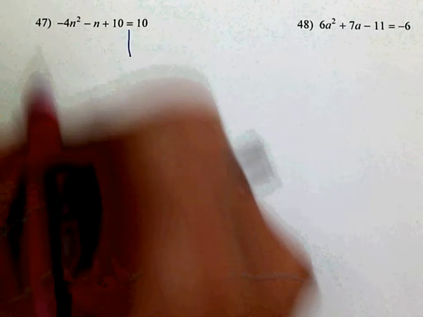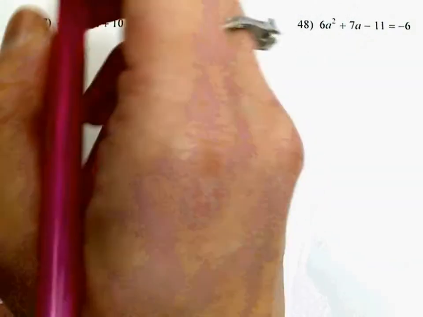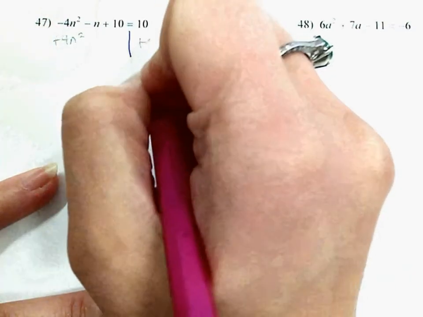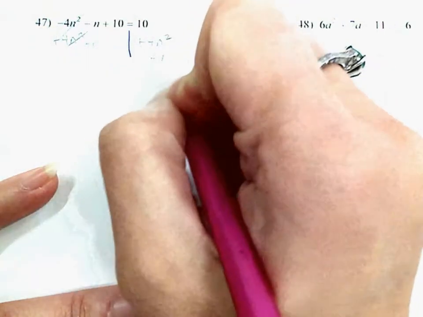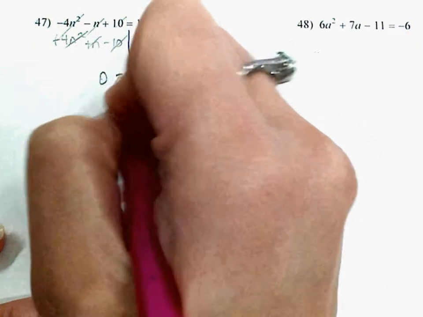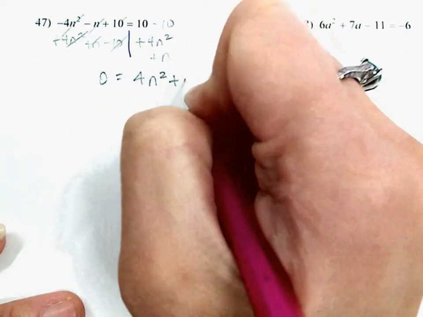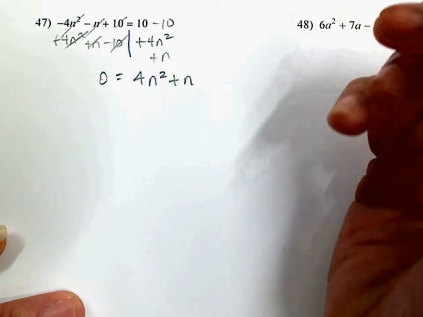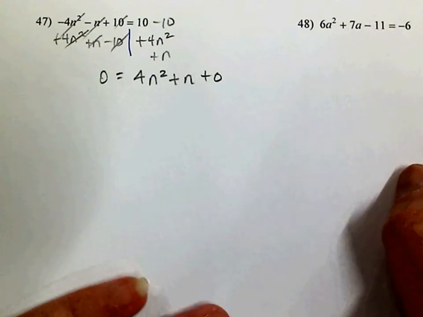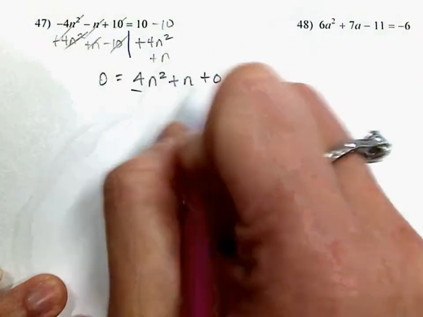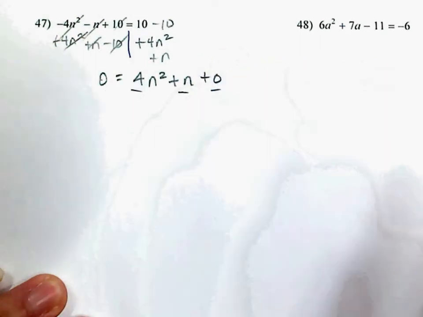Now, on 47, do you guys see how this square is a negative? So let's make it a positive. Plus 4n squared, plus 4n squared. Opposite of negative n is plus n. Opposite of positive 10 is negative 10. So now you have 0 equal 4n squared plus n. What is 10 minus 10? 0. You don't have to write that 0, but I'm going to write it just so I have a place value. We are not solving, we're just finding the discriminant.